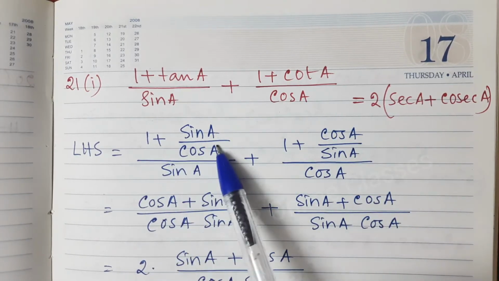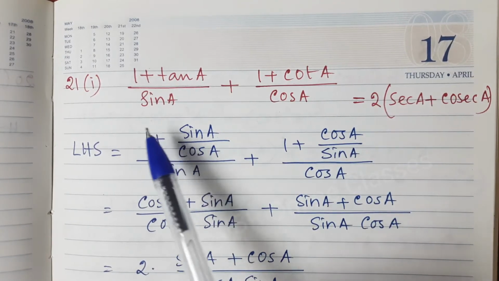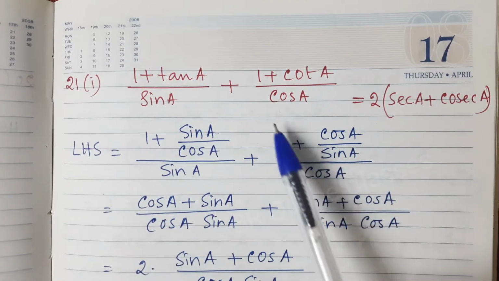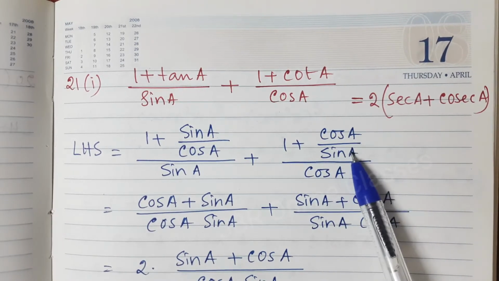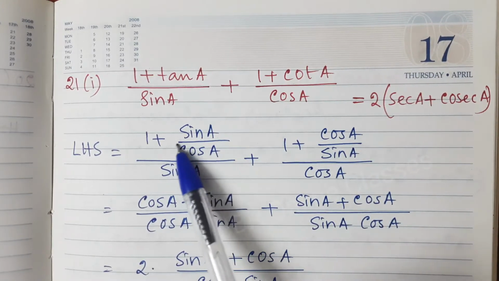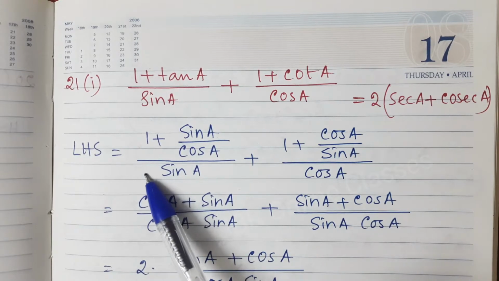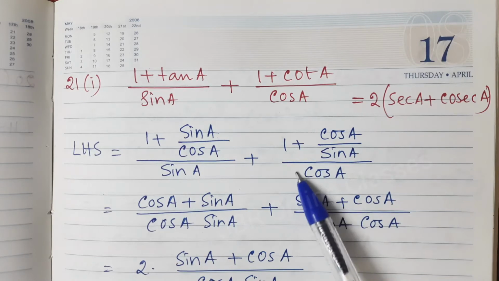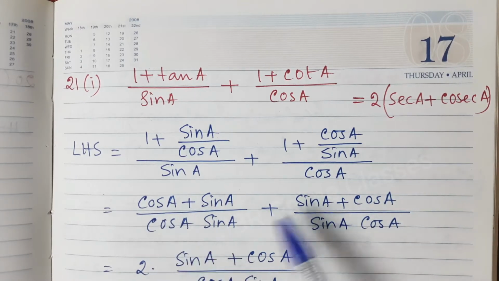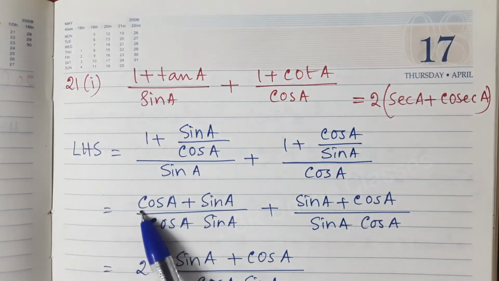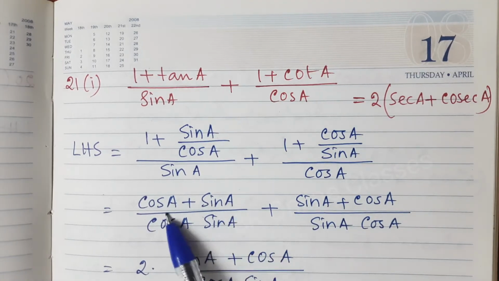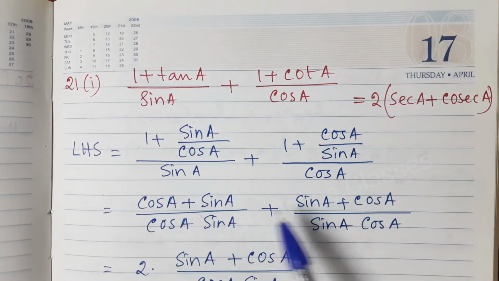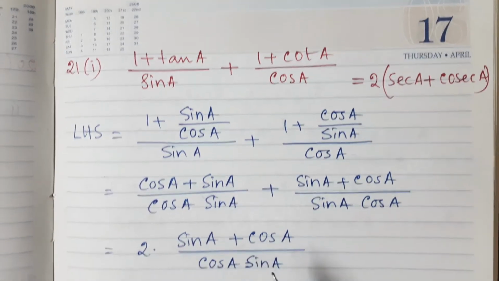So what is the LCM in this numerator? Cos A, and cos A plus sine A divided by cos A. Similarly here sine A plus cos A divided by sine A. And finally this cos A will be going to the denominator. Similarly here also this sine A will go to the denominator. So finally we are having, so there is a little step jump, cos A plus sine A divided by cos A into sine A. Similarly this term. Now these two terms are same. So it is 2 into this term.